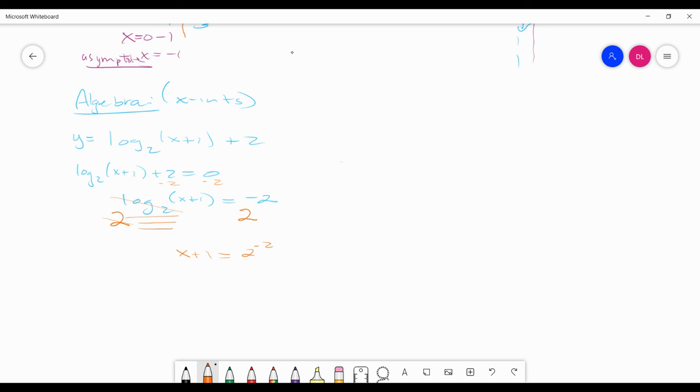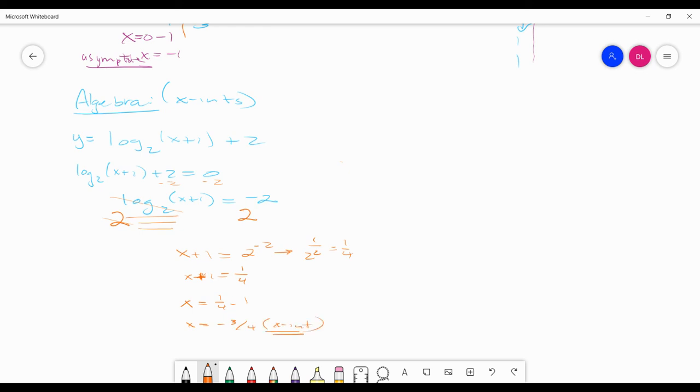And if I clean this up, I get x plus 1 equals 1/4, because 2 to the negative 2 can be written as 1 over 2 to the second power because of the negative exponent, which is 1/4. That's where that 1/4 comes from. And we subtract 1 from both sides, which gives us 1/4 minus 1, and x equals negative 3/4. So that's my x-intercept. I've just solved it.